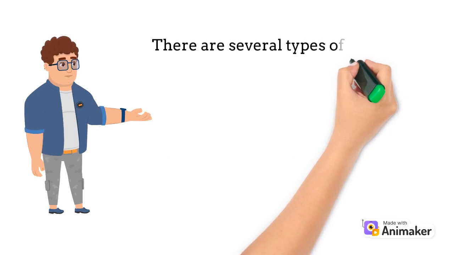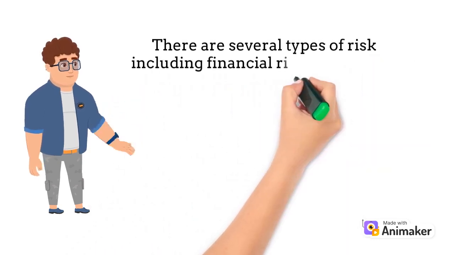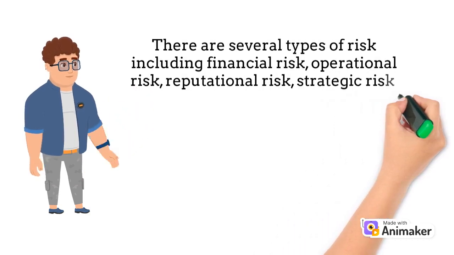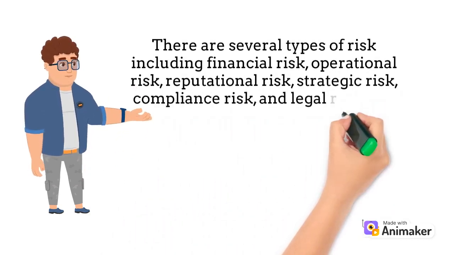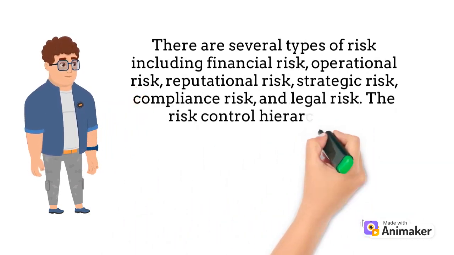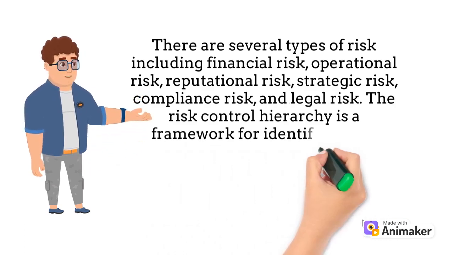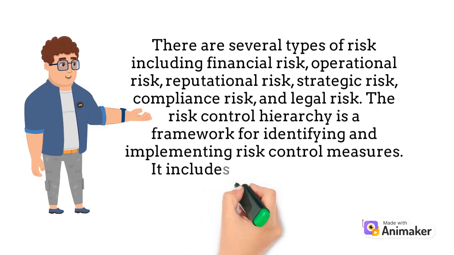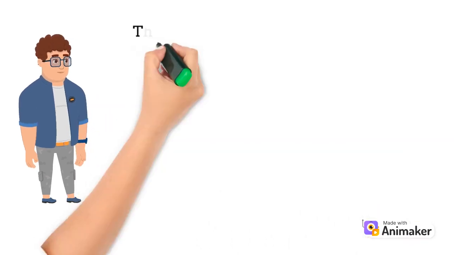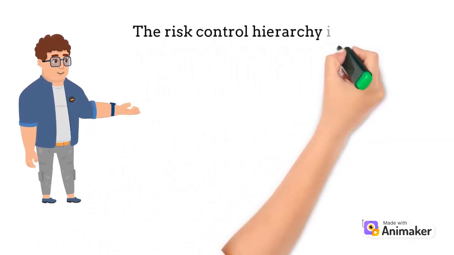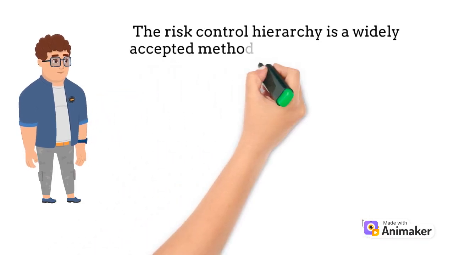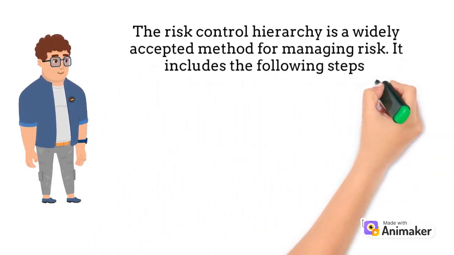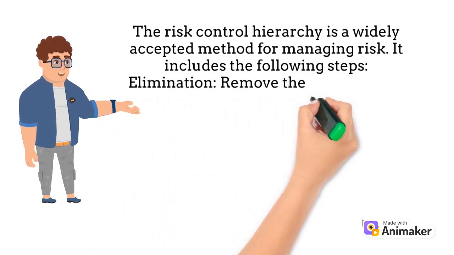There are several types of risk, including financial risk, operational risk, reputational risk, strategic risk, compliance risk, and legal risk. The risk control hierarchy is a framework for identifying and implementing risk control measures. It includes the following steps. The risk control hierarchy is a widely accepted method for managing risks in the workplace. It involves the following steps.